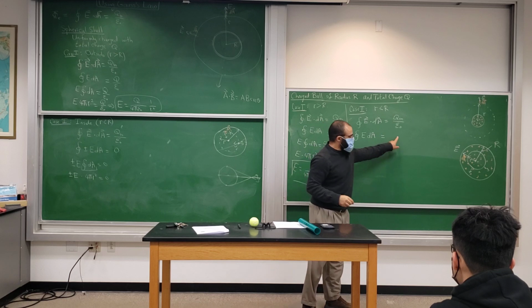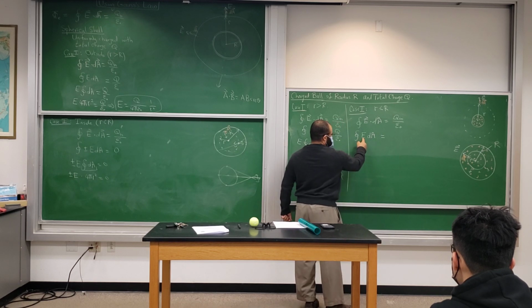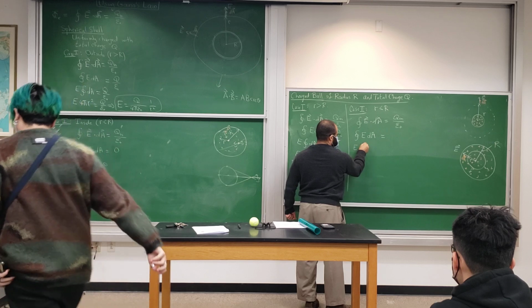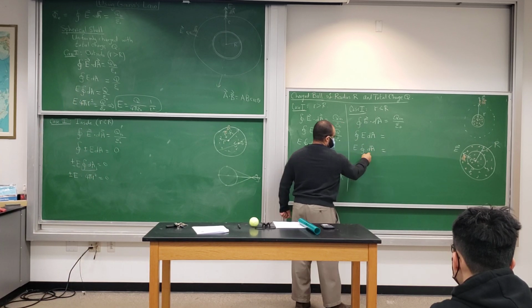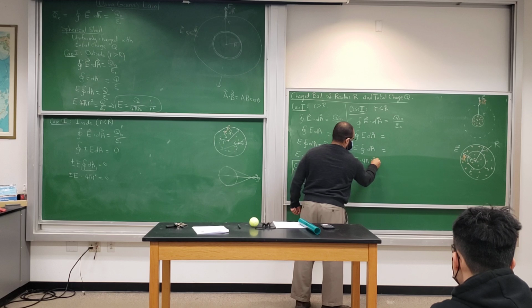And I will keep the right side blank for a moment. Let me keep working on the left side. E is constant over the surface of that Gaussian surface. So move it out. So you have E, and then the integral of dA, which is what? 4 pi r squared.